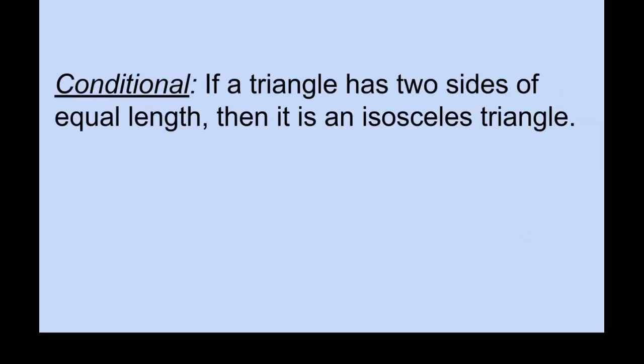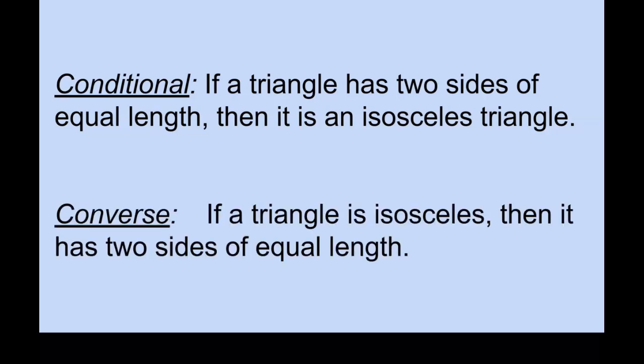So here's an example. Let's take the conditional. If a triangle has two sides of equal length, then it is an isosceles triangle. Last section we learned how to write the converse. The converse takes the conclusion of the conditional and makes it the hypothesis. So it switches them. So the converse would be, if a triangle is isosceles, then it has two sides of equal length. All right, in order to write the biconditional, we have to assess whether both of these are true.